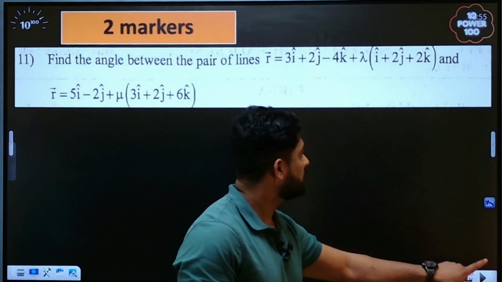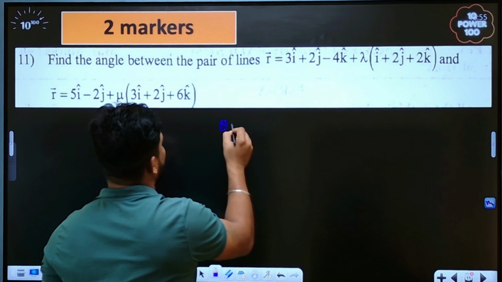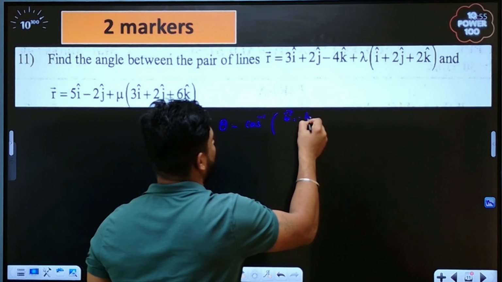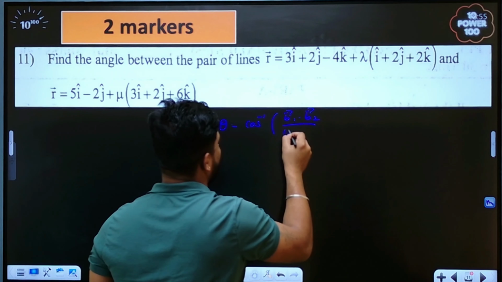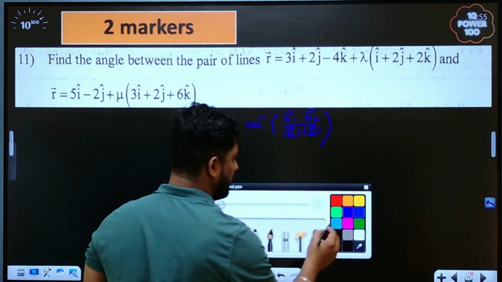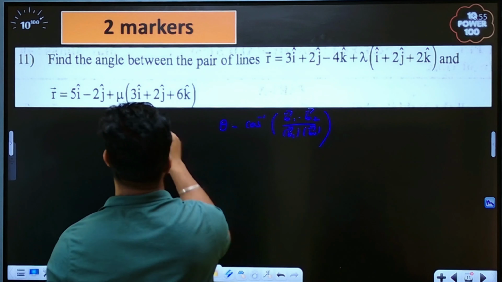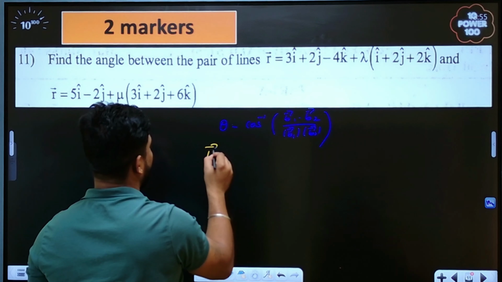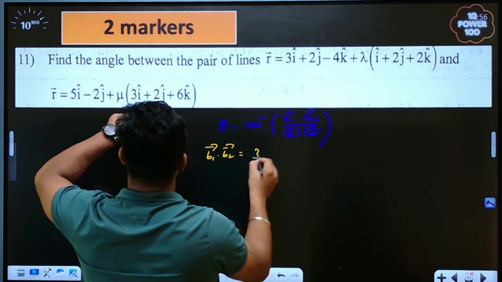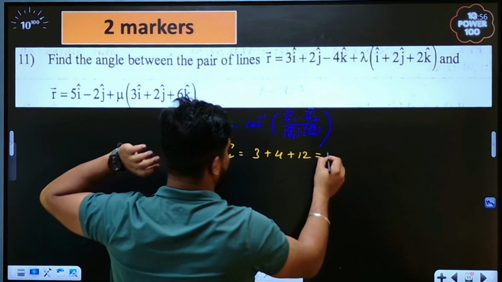So now let's discuss 2 markers. Find the angle between these two. So theta is equal to cos inverse of b1 dot b2 divided by magnitude of b1 into magnitude of b2. Very simple one. The b1 vector is this and the b2 vector is this. So b1 dot b2 is equal to 1 times 3 is 3, plus 2 times 2 is 4, plus 6 times 2 is 12. So you get 3 plus 4 plus 12, which is 19, right?